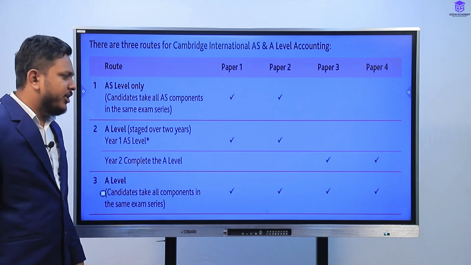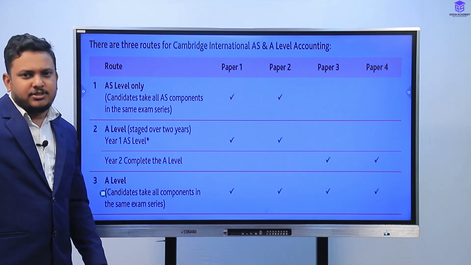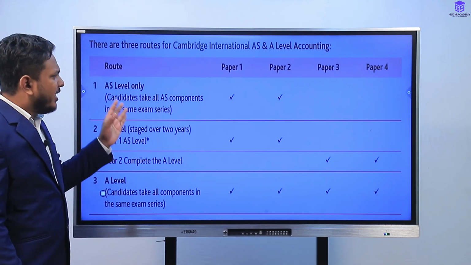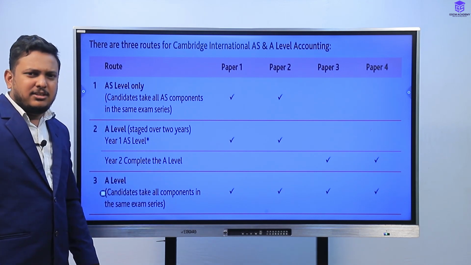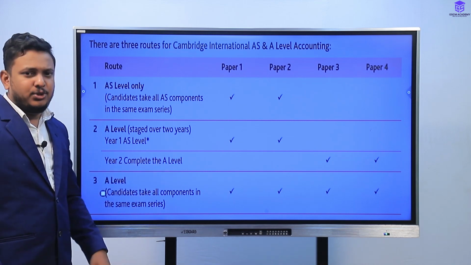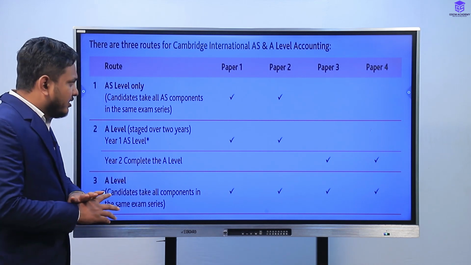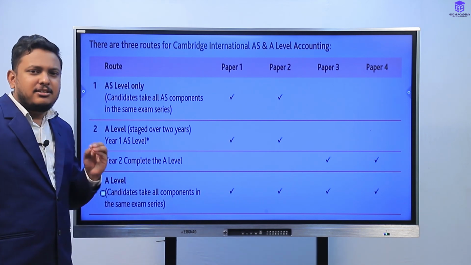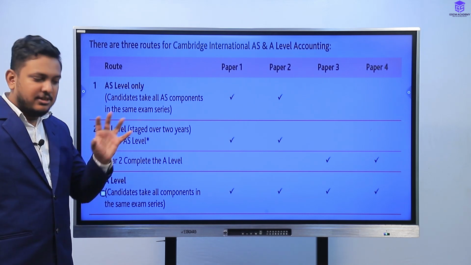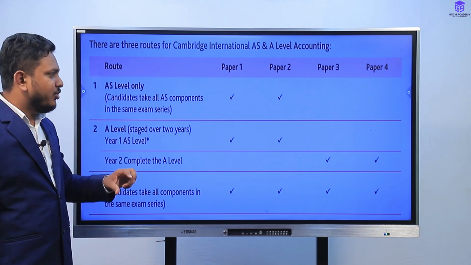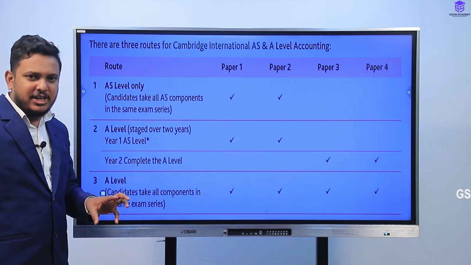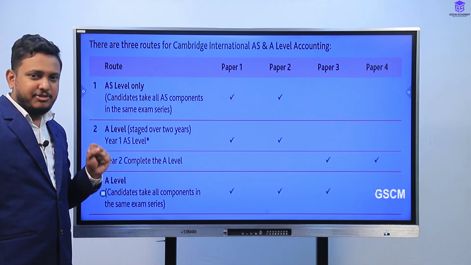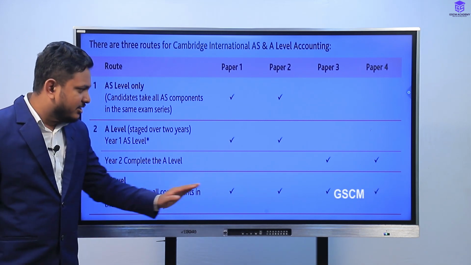If you need, you can attempt all the papers at once, in one go. You don't need to sit for the AS papers first and do the remaining papers next year. You can face all the papers at once and get the A-level qualification directly, without doing AS and A-level separately. That is the third option.